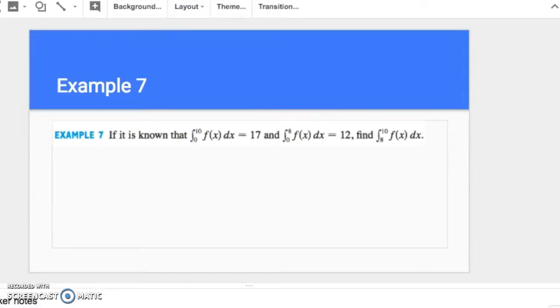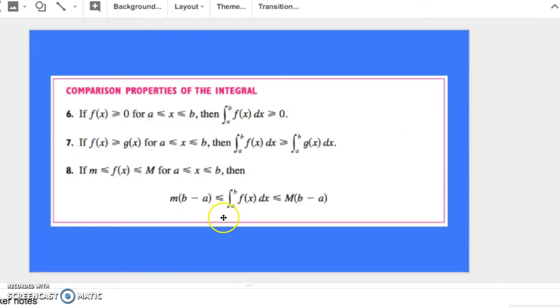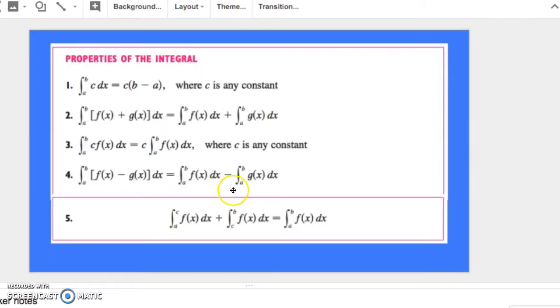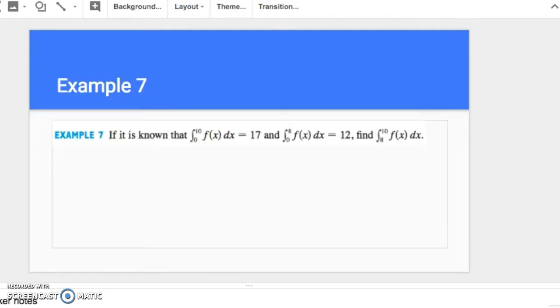In example 7, they give you three integrals and want you to find the integration from 8 to 10 of f of x dx. And what we're looking at is these formulas here, where if you have the integration split, so a to c and then c to b, if you add them, that should be the total integration from a to b. And so we're using this property 5 right here in example 7.